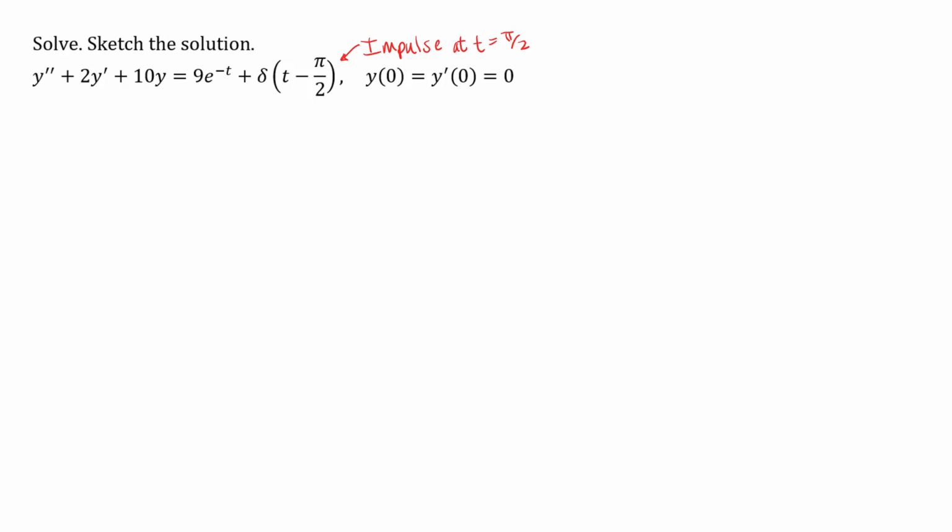Okay, so we're going to solve this just like we usually solve using Laplace transforms. I'm going to start by taking the Laplace transform of both sides of the equation and use my linearity property to separate that term by term and pull constants out front.